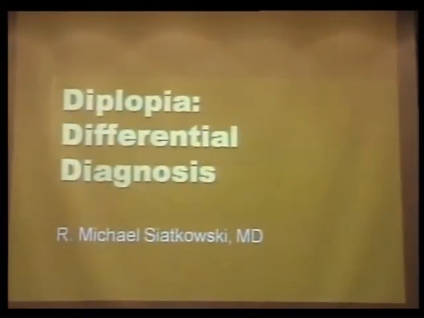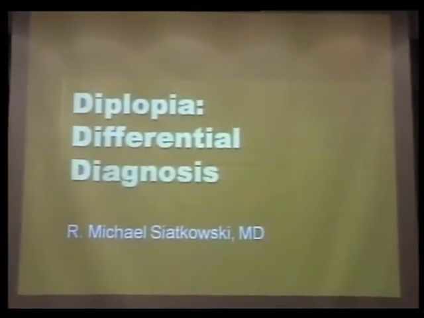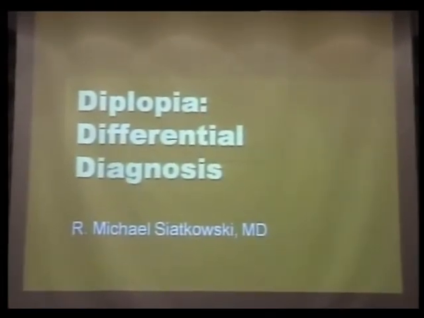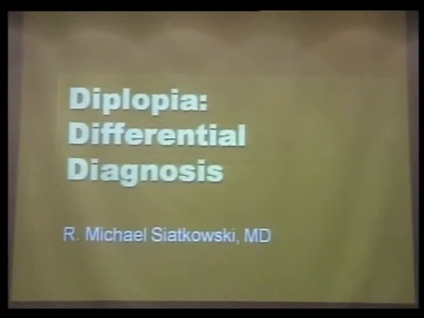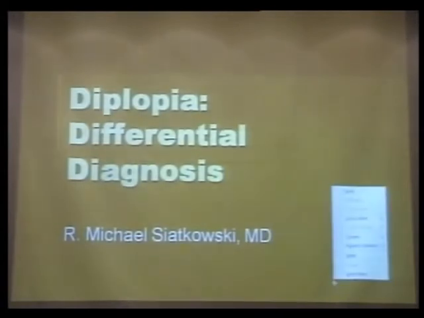So what I'm going to do at this point is go through a simple algorithmic way to think about what the etiology of someone with diplopia is. For the most part, this will pertain to both adults and children, but where it's peculiar between the two, I will let you know.